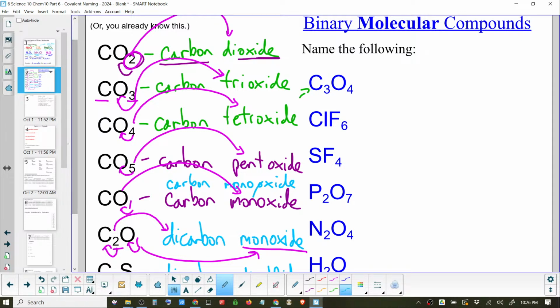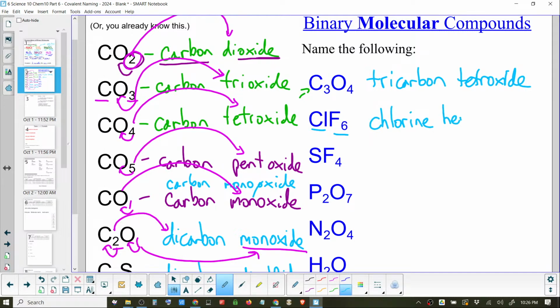Okay. Tricarbon, 4 is tetroxide. ClF6 would be chlorine hexafluoride. SF4, sulfur tetrafluoride.